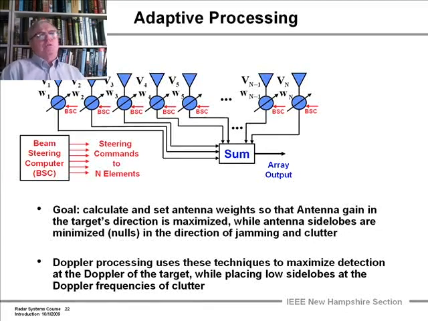A whole book is on space-time, two or three books are on it, and what I would really say is the first great treatise on it by Jim Ward at Lincoln Laboratory on space-time adaptive processing. And then a number of books have followed, and it's always a subject matter in radar conferences, so it's a hot topic of the time.